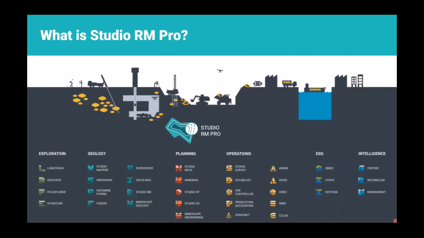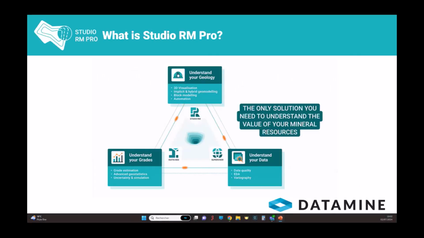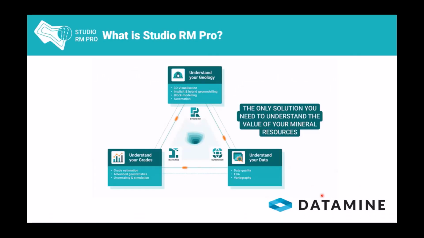So what is Studio RM Pro? Studio RM Pro is a bundle consisting of 3 different softwares: Studio RM, Iseris Neo, Supervisor. They are independent softwares that can be bought individually and run individually, or they can be purchased together and run together, as their interoperability is seamless, as we are showing in this webinar series. With these 3 softwares, you have the best solution to understand your mineral resources.